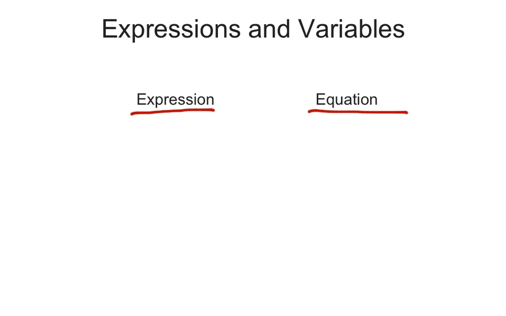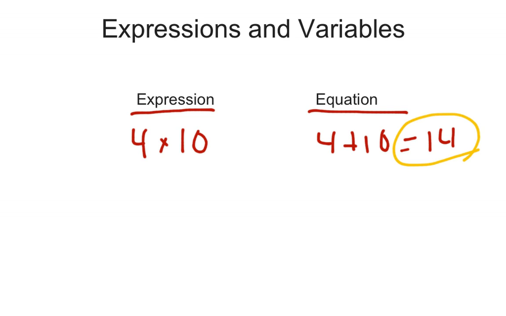Really, as easy as I can put it is that an expression does not have an equal sign. So something like 4 times 10 is an expression, whereas an equation is going to be something that has an equal sign. So it could be the whole thing, 4 plus 10 equals 14. As soon as you throw on here this equal sign in the answer, that's what makes it an equation. I always say that the equal sign itself is what makes it an equation.